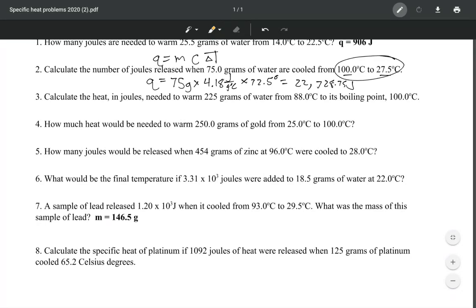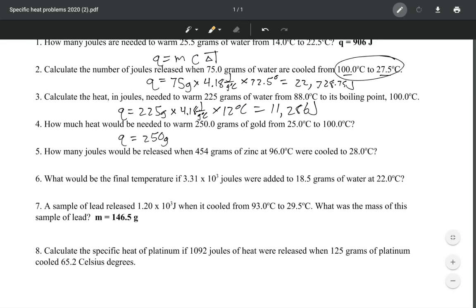In problem number 3, it wants us to calculate the amount of heat that's needed to warm 225 grams of water. And since we're working with water, 4.18 is its specific heat. And we're going from 88 to 100 degrees Celsius, so our change in temperature is 12 degrees Celsius. So we just multiply those out, and we get 11,286 joules.